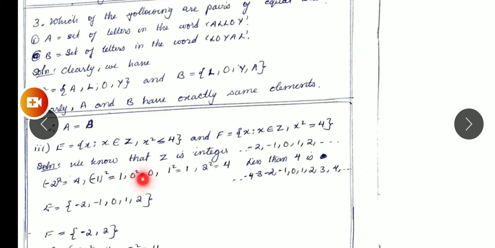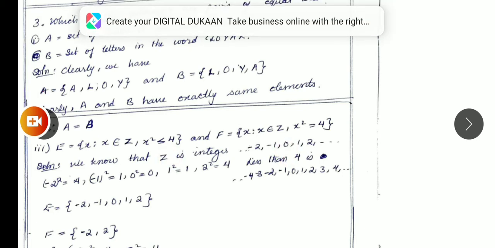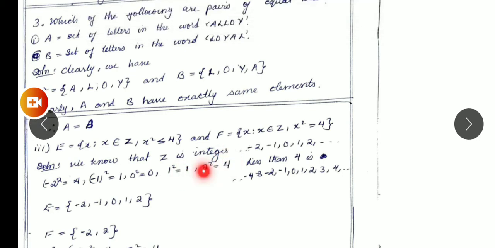0 square is 0, which is also less than 4. 1 square is 1, and 2 square is also 4. All those are members here.